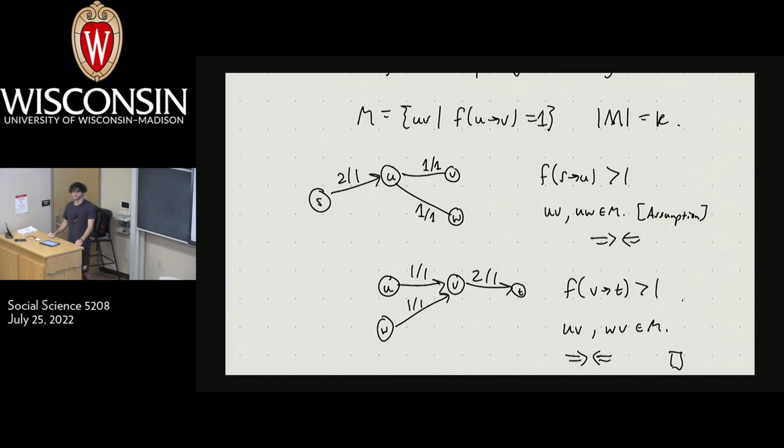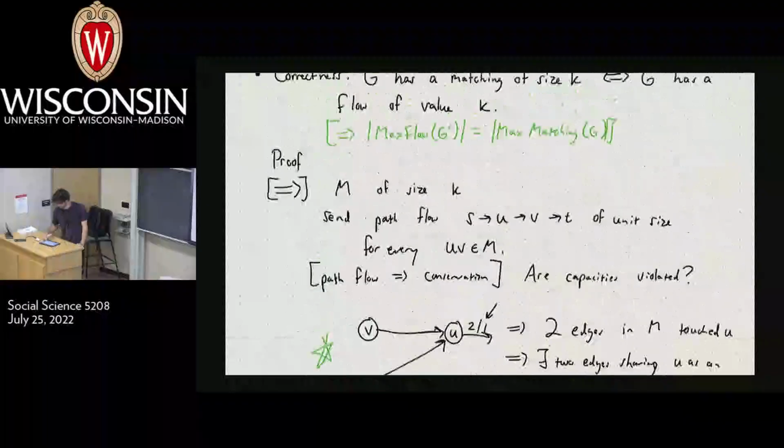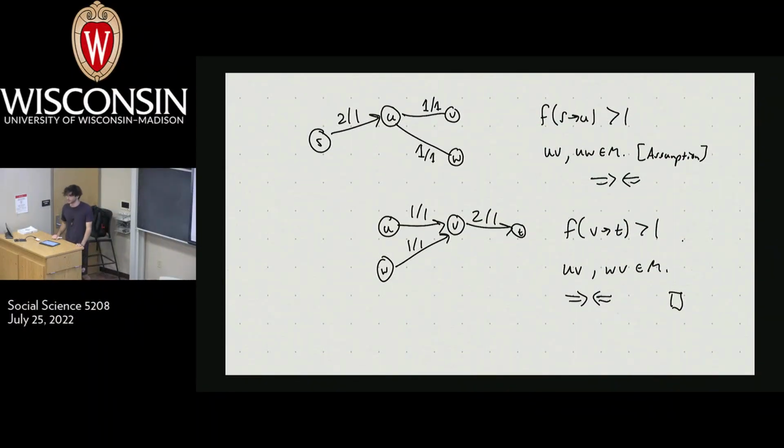Okay? So the matching we compute in this way is a matching. It is correct. No two edges will share an endpoint. And then, yeah, it's O of V times E in total. So any questions on that?